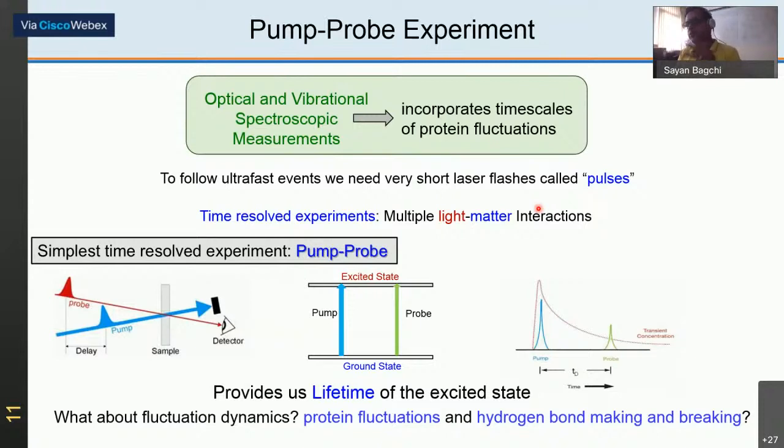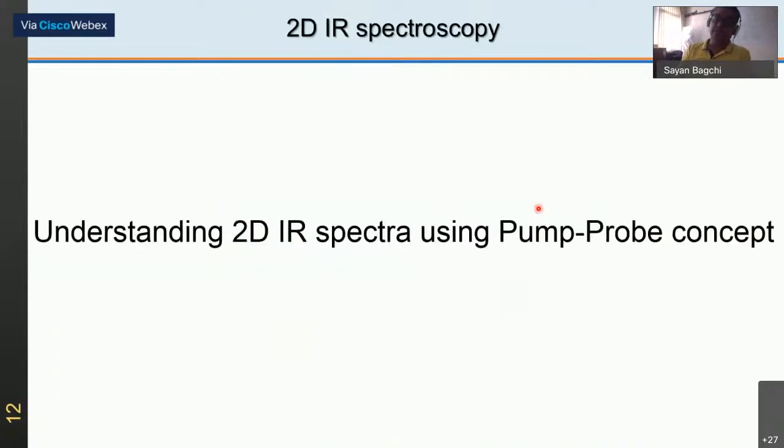So you can think about any molecular fluctuations, protein fluctuations, or even a molecule making a hydrogen bond with a solvent, solute-solvent interaction. So we know that hydrogen bonds make and break. So the question is, what are the time scales or the dynamics of this hydrogen bond making and breaking, or protein fluctuations? So for that, we need two-dimensional infrared spectroscopy. And I will try to explain two-dimensional infrared spectroscopy using the pump probe concept.